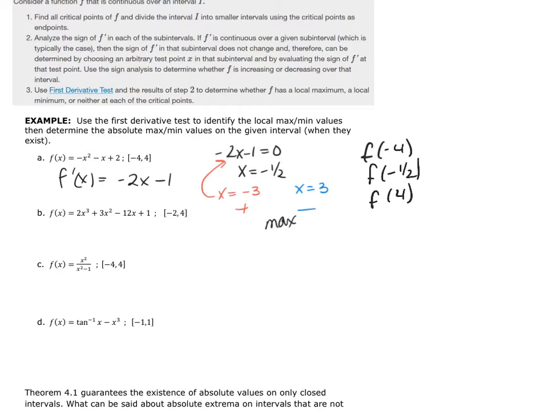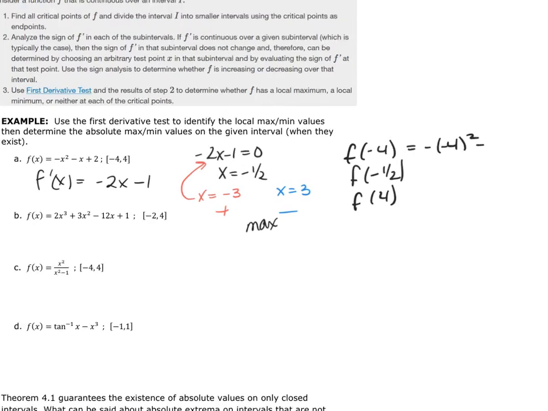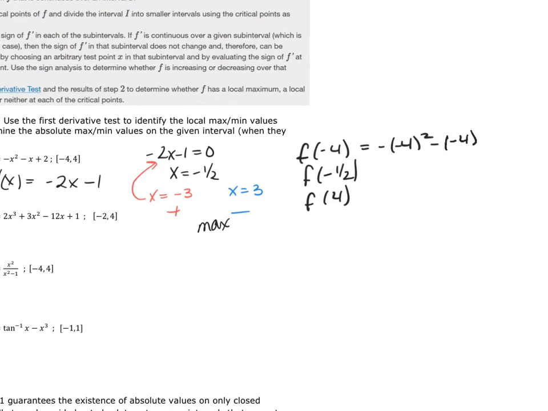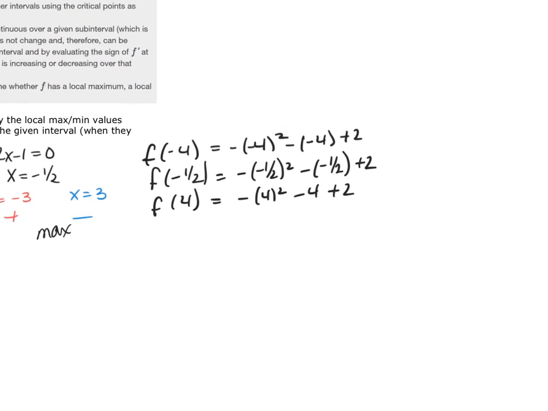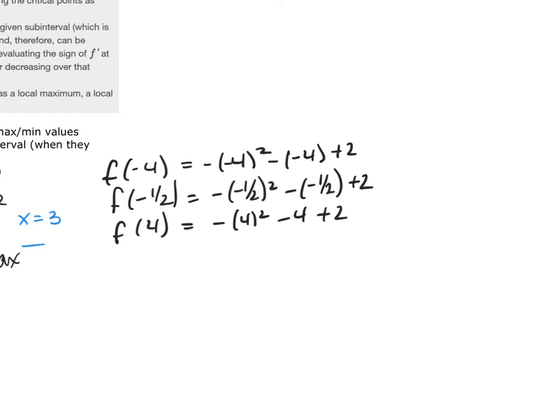So I put negative 4 into the original function, and I'm going to get negative 4 squared minus negative 4 plus 2, negative 1/2 squared minus negative 1/2 plus 2. My last one is 4 squared minus 4 plus 2. So when I put in a negative 4, you all have calculators. What gets kicked out? What is it, negative 10? When I put in negative 1/2, what gets kicked out?